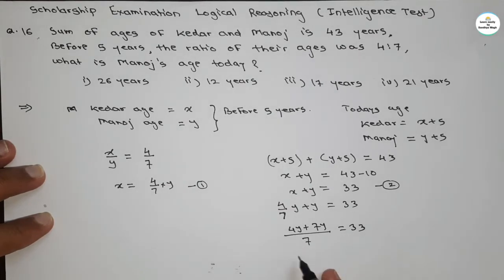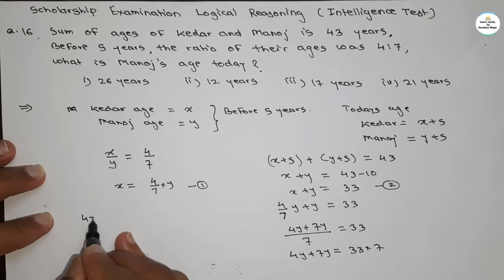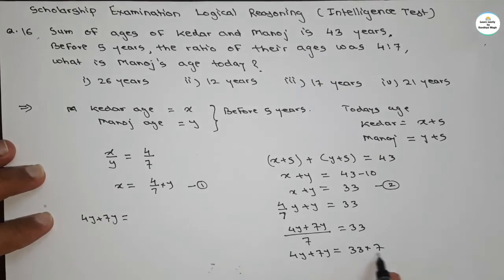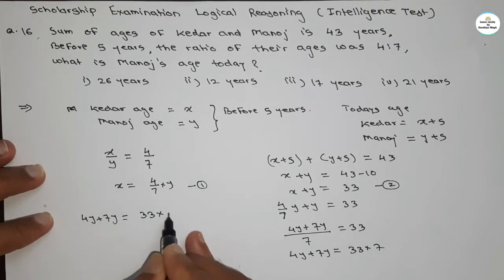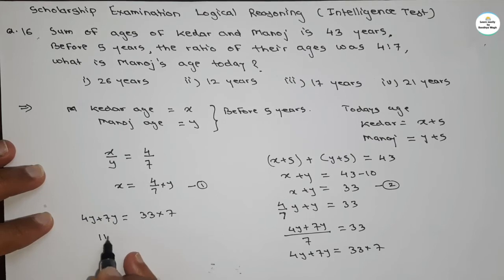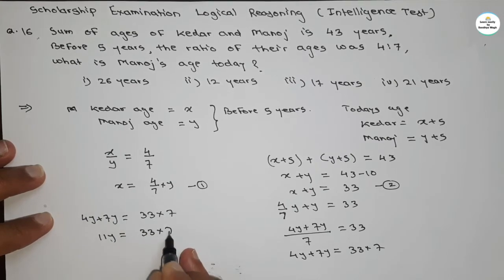Transfer this 7 there, we will get 4Y plus 7Y equal to 33 into 7. It is not necessary to multiply, just write here 33 into 7. So 4 plus 7, that is 11Y equal to 33 into 7. Now transfer this 11 there, Y equal to 33 into 7 divided by 11. 11 is in multiplication, so it will be in the denominator. So 11 threes are 33. So Y equal to 21. So we got the value of Y.